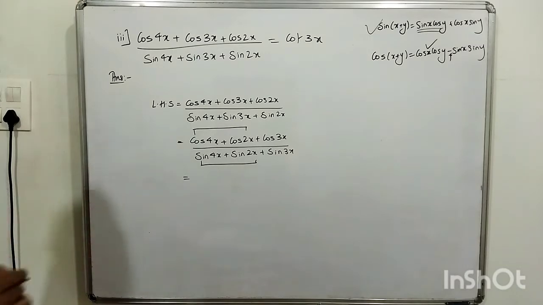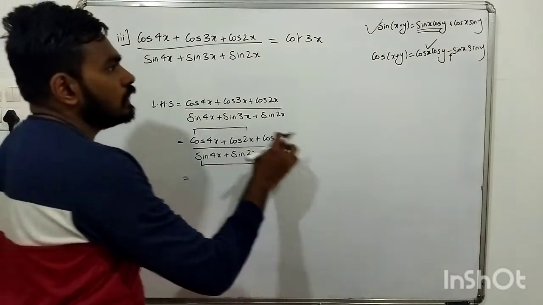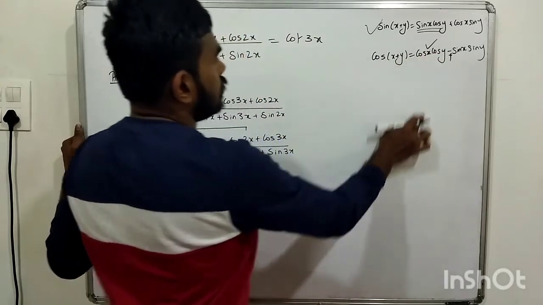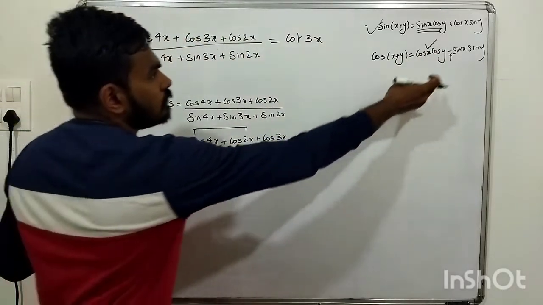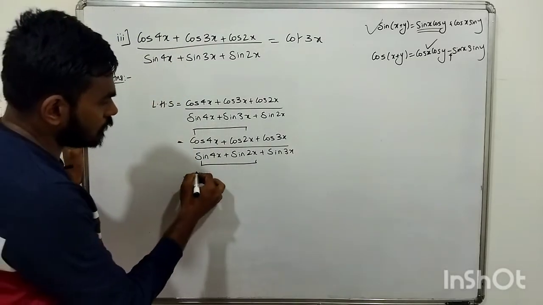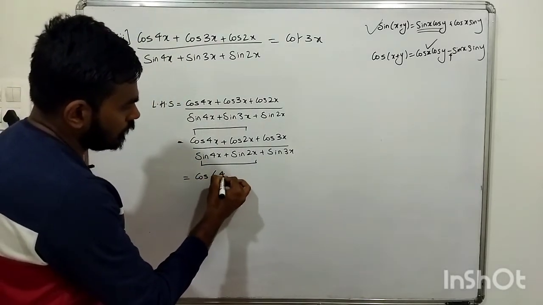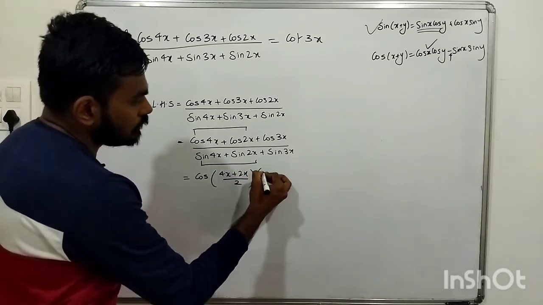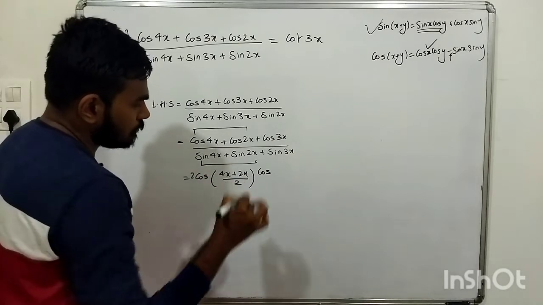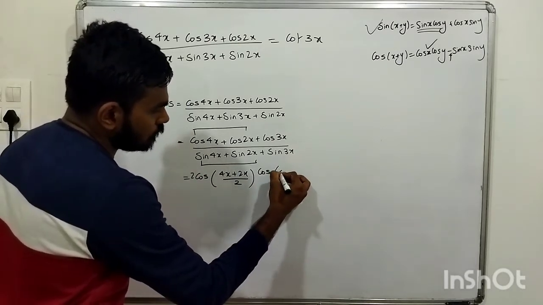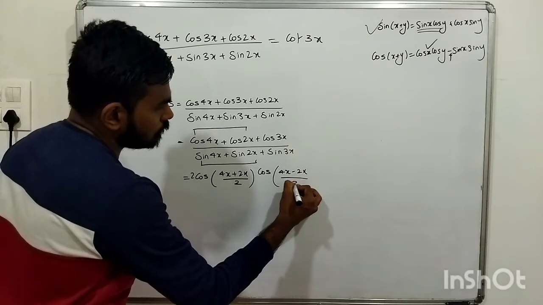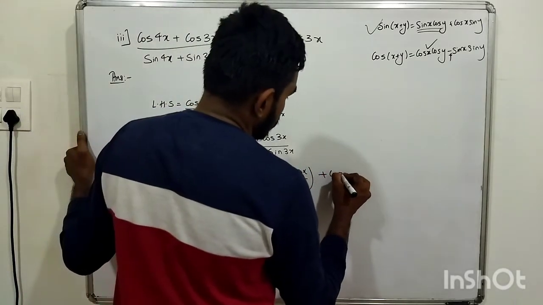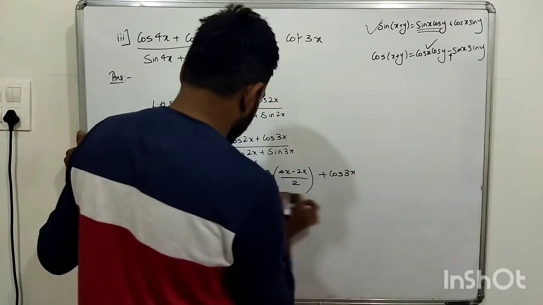Now cos 4x plus cos 2x. Now we can use this formula. Since there is cos plus cos here, I will use this formula. If there was a minus here, I would have used the other formula. So cos 4x plus cos 2x is 2 cos((4x+2x)/2) into cos((4x-2x)/2), and plus cos 3x as it is.